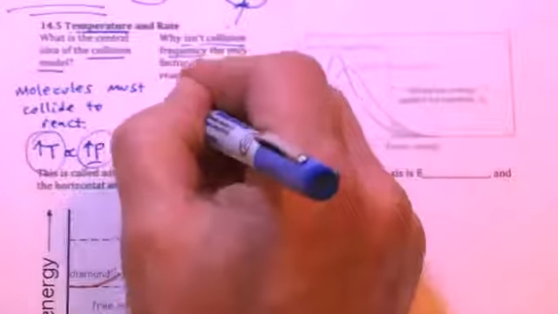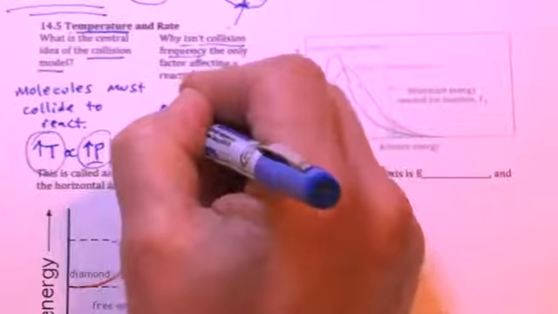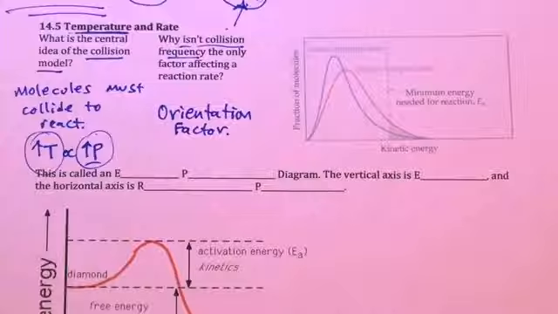Secondly, why isn't the collision frequency the only factor affecting reaction rate? Well, the second factor that affects reaction rate is something called the orientation factor. And the orientation factor says that when molecules collide, they have to be orientated in a certain way for the reaction to occur.